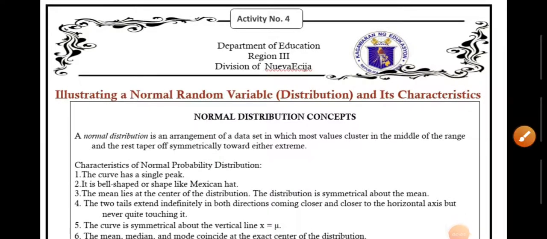Welcome to activity number 4, illustrating a normal random variable distribution and its characteristics. A normal distribution is an arrangement of a data set in which most values cluster in the middle of the range and the rest taper off symmetrically toward either extreme.